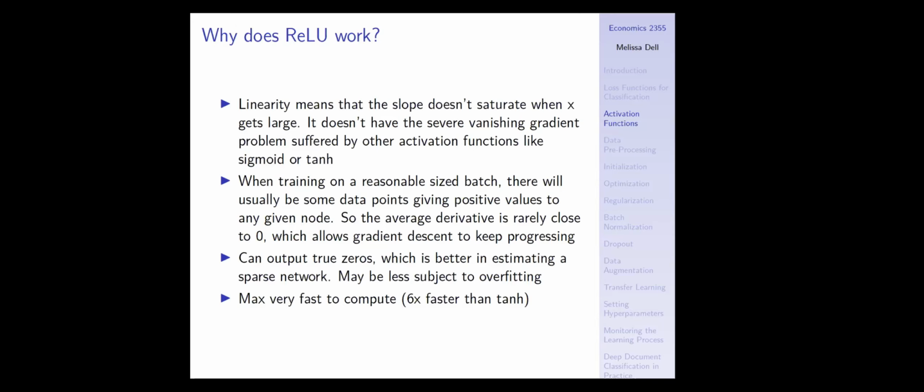Another good thing about this is that it can actually output true zeros, which is better if you want to estimate a sparse network, and estimating a sparse network could help with overfitting. And then the final advantage, which is pretty huge when it comes to deep nets, is that it's just much faster to compute because you just have to compute a max. That's much faster than computing an exponential. So it's about 6 times faster than TANH.